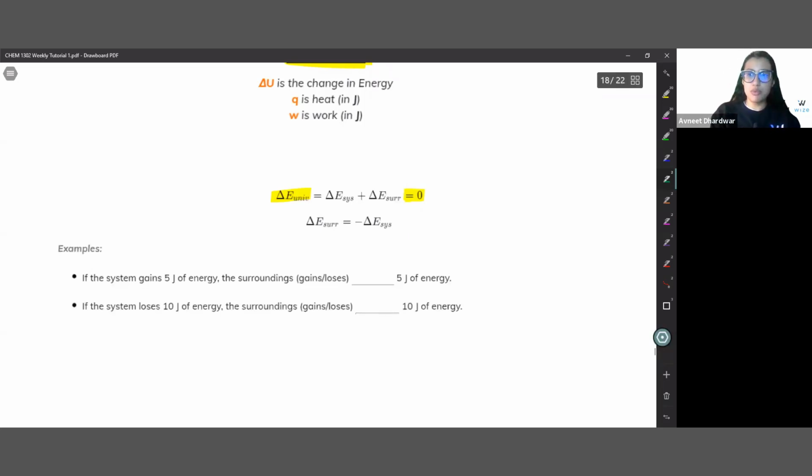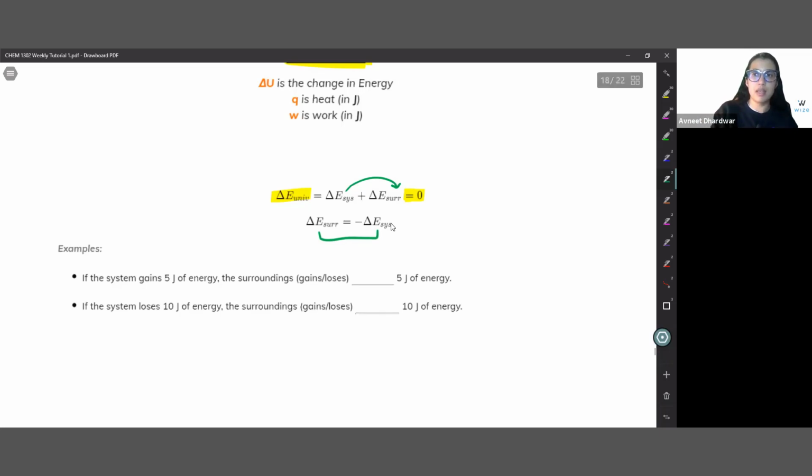So if I actually move the change in energy of the system over, we get an interesting relationship, and we just want to understand this, not memorize this. So what this is saying is that any change in energy that happens to the system is going to have the same magnitude of change to the surroundings, but just opposite sign.